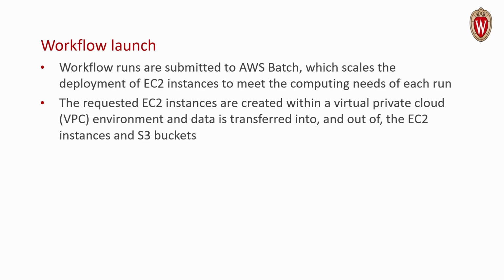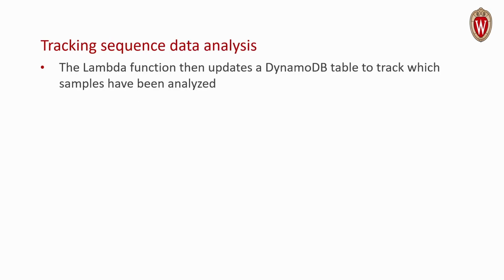Now, workflow runs are submitted to AWS Batch, which scales the deployment of EC2 instances to meet the computing needs of each run. The requested EC2 instances are created within a virtual private cloud environment, and data is transferred into and out of the EC2 instances and S3 buckets. Again, I'm going to show you on the diagram what that looks like. When it comes to tracking sequence data analysis, a Lambda function will update a DynamoDB table to track which samples have been analyzed so that we don't accidentally repeat analyses.